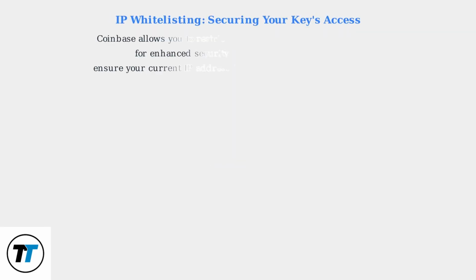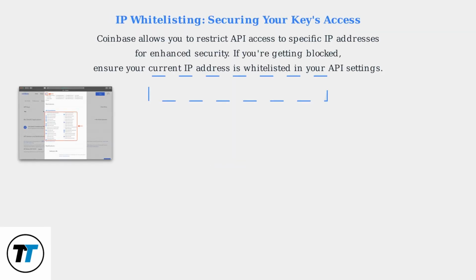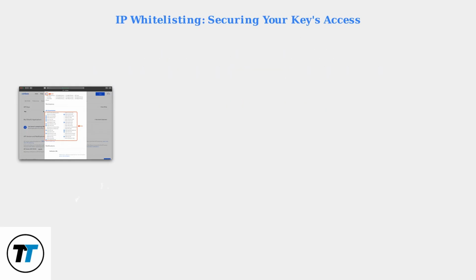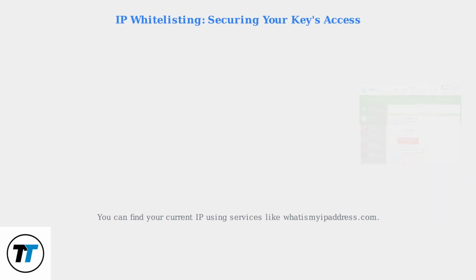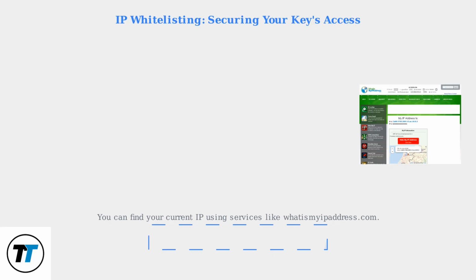Coinbase allows you to restrict API access to specific IP addresses for enhanced security. If you're getting blocked, ensure your current IP address is whitelisted in your API settings. For dynamic IPs, common with home networks, consider using a VPN with a static IP or enabling Coinbase's dynamic IP mode for geolocation verification. You can find your current IP using services like whatismyipaddress.com.